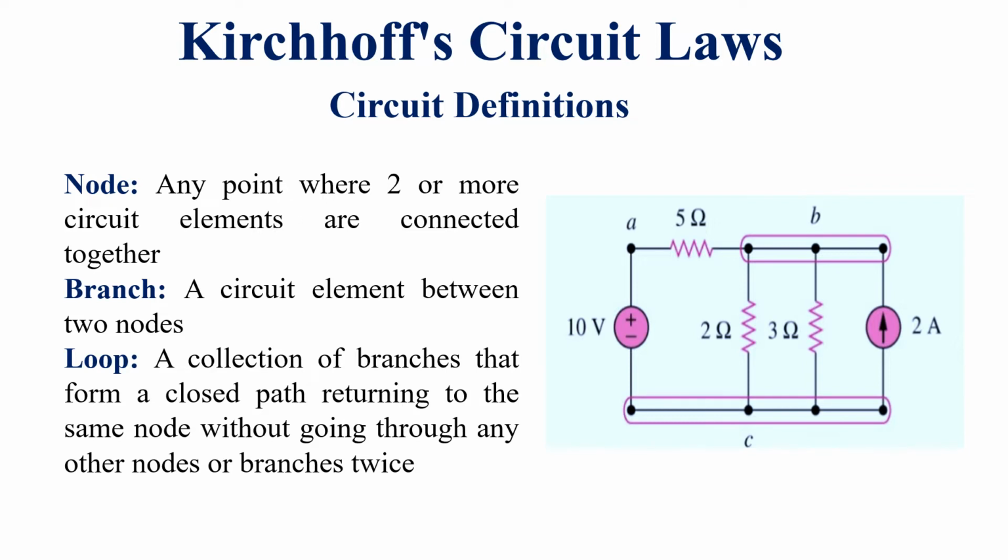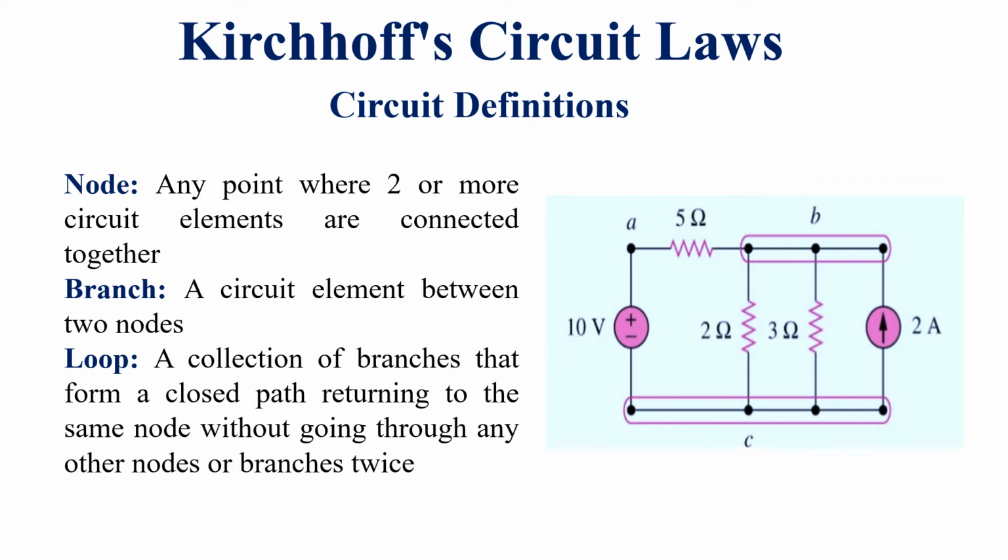Next element is basically the branch. Branch is a circuit element between two nodes, like as we can see in this circuit diagram, A and B. We have two nodes. So between A and B we have one resistance of 5 ohms. So this is the branch in the circuit.